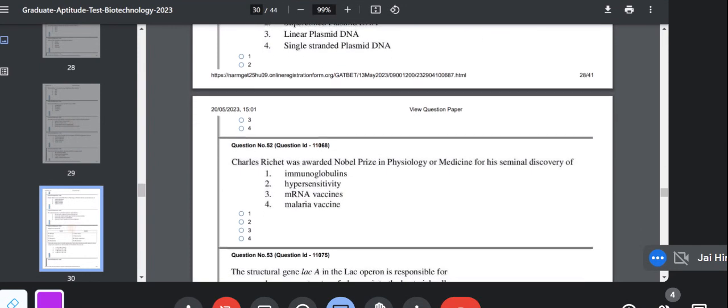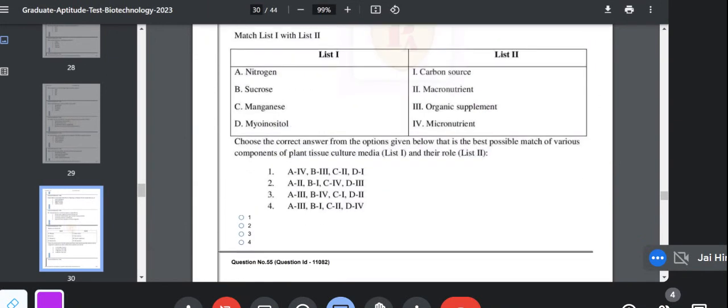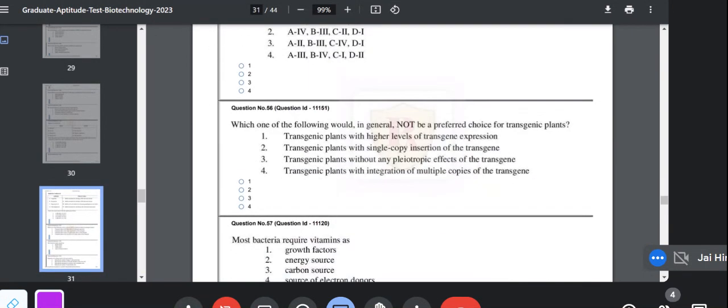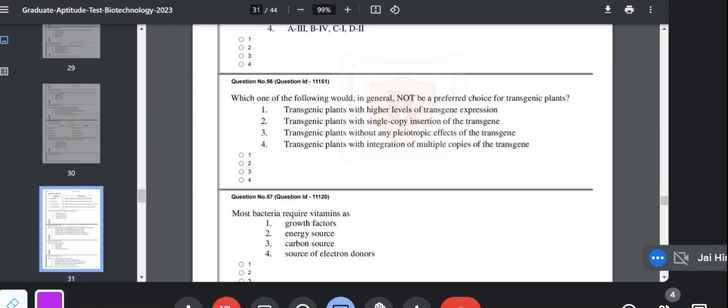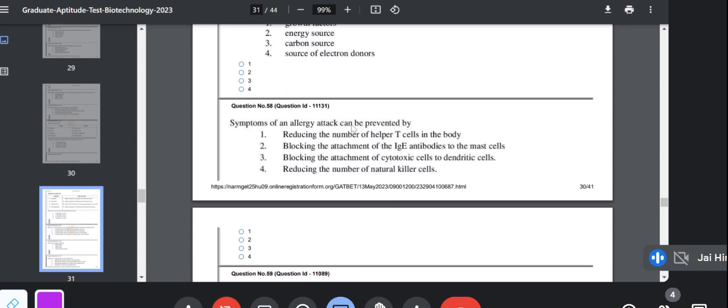And then 58. Symptoms of an allergy attack can be prevented by. How can you prevent the allergic attack? Hypersensitivity means the response of the body will be hyper. If fever is coming in the normal way, it will increase. If you are sneezing or coughing slightly for a normal response, it will increase too much. The breathing can be affected too much, in the case of asthma. So just tell me how you can prevent hypersensitivity.